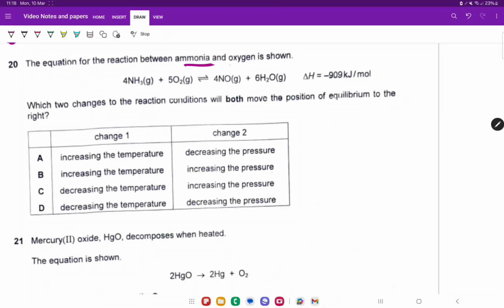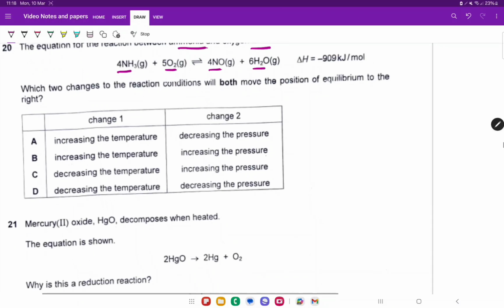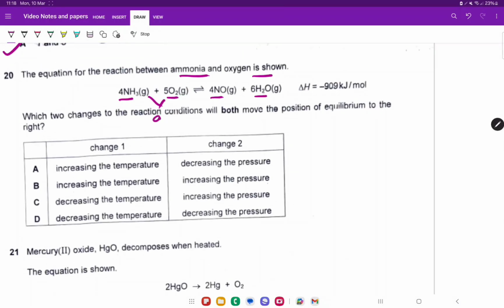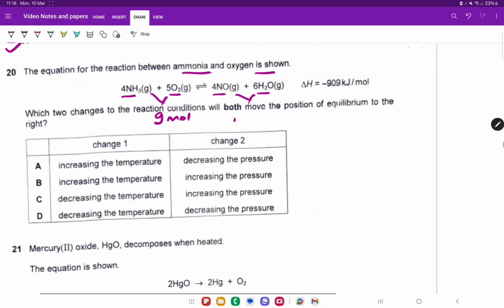The equation for the reaction between ammonia and oxygen is shown below. 4NH3 plus 5O2 gives 4NO plus 6H2O. All are gases. Here there are 9 moles of gases, and here there are 10 moles of gases. It means when moles are high, pressure is high. So pressure will be high on the product side and pressure is low on the reactant side.